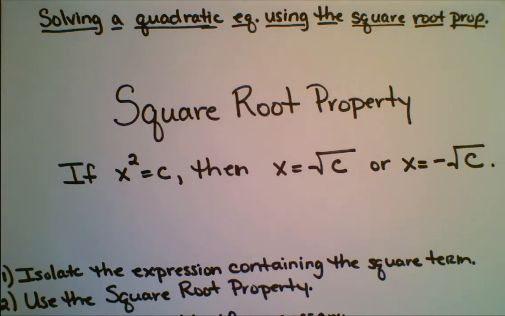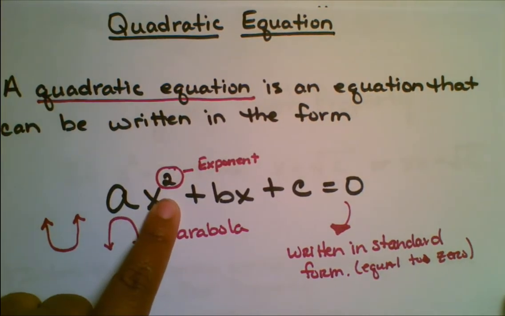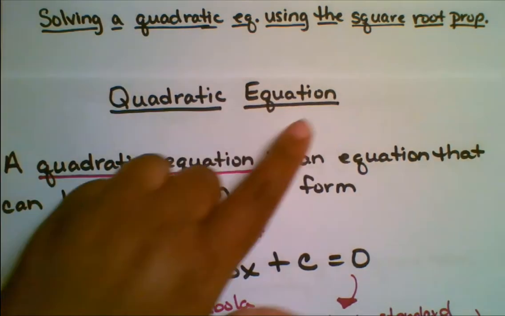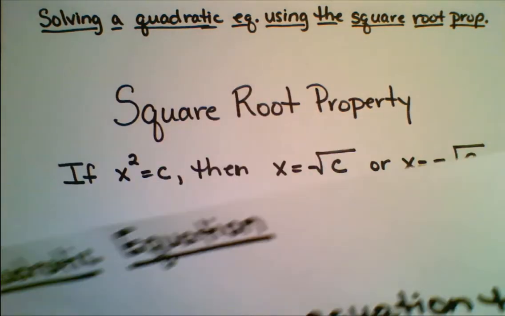Solving a quadratic equation using the square root property. All right, so going back to quadratic equations, we talked about what makes a quadratic equation a quadratic equation is that the highest power to that equation is 2. Now we talked about solving a quadratic equation by factoring. So next we're going to look at solving a quadratic equation using the square root property.